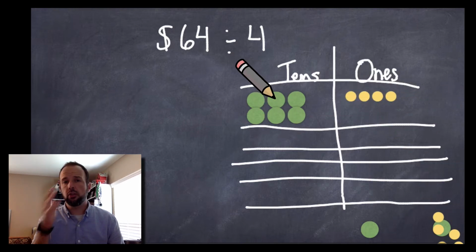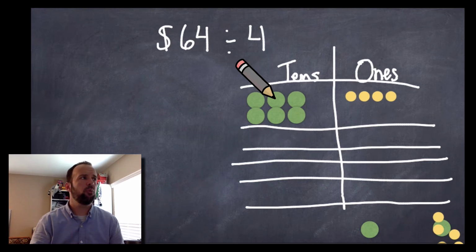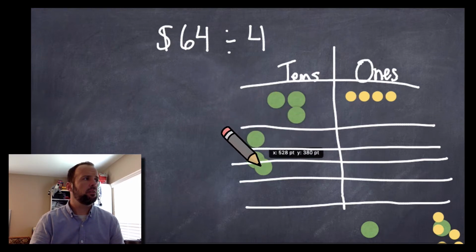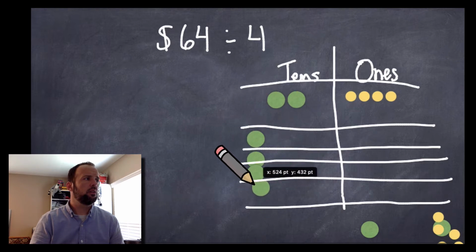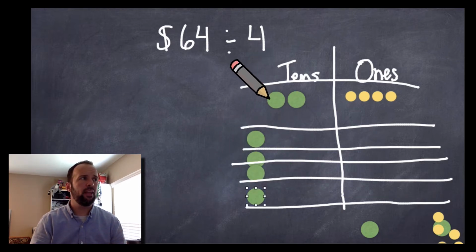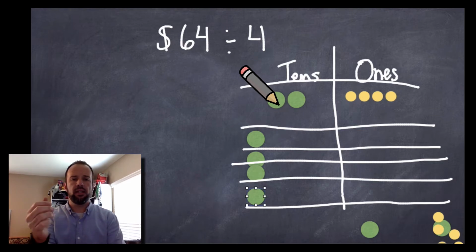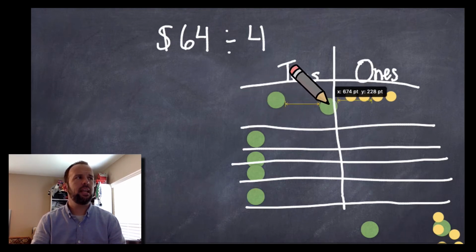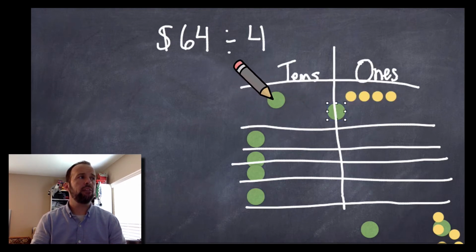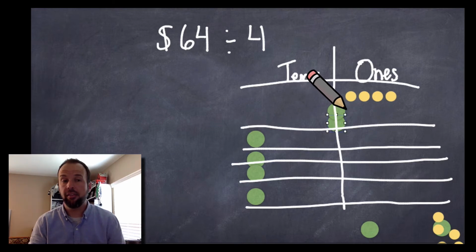Perfect. Okay, now if I start dividing those 6 tens into my 4 groups, let's see what happens. 1, 1, 1, 1. So each group is going to have 1, and then I have these two 10s left over. What can I do with this now? Right, I'm still going to distribute. I'm still going to break apart these 10s into 1s, but I have two 10s. So instead of just 10 1s, I'm going to have 20 1s.